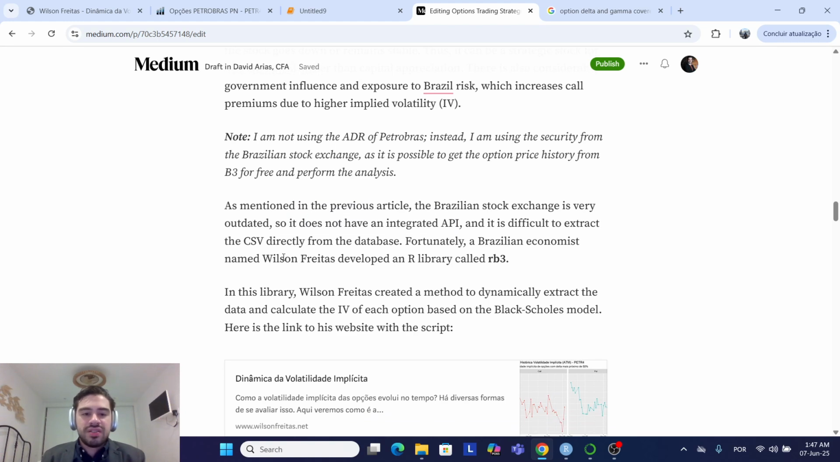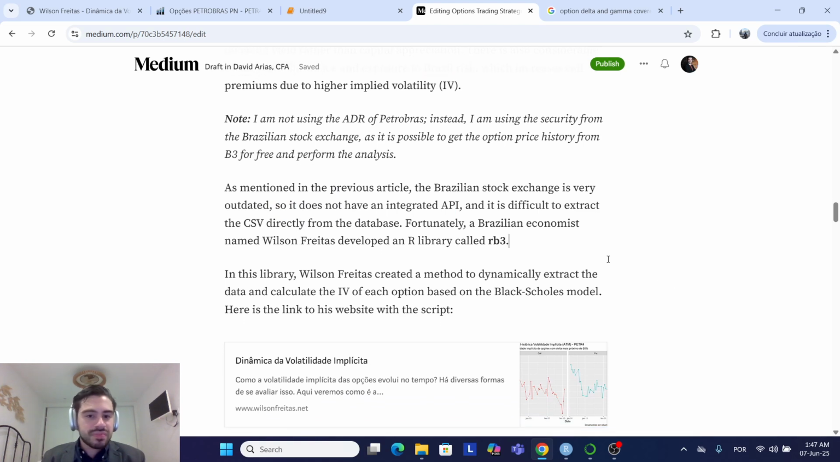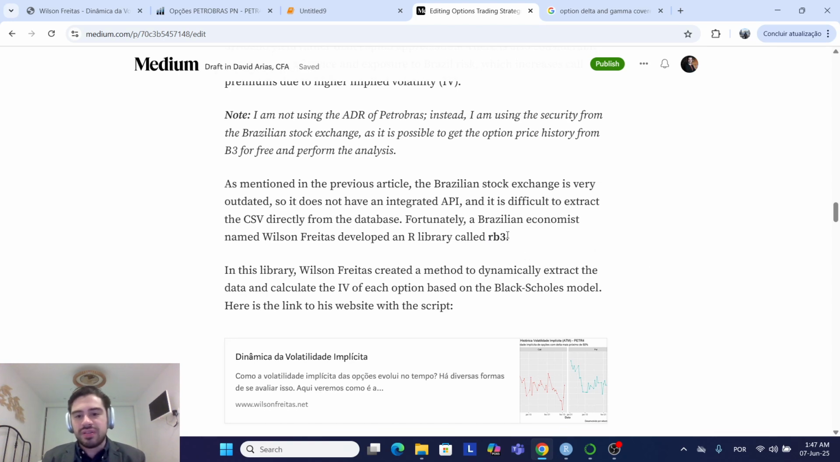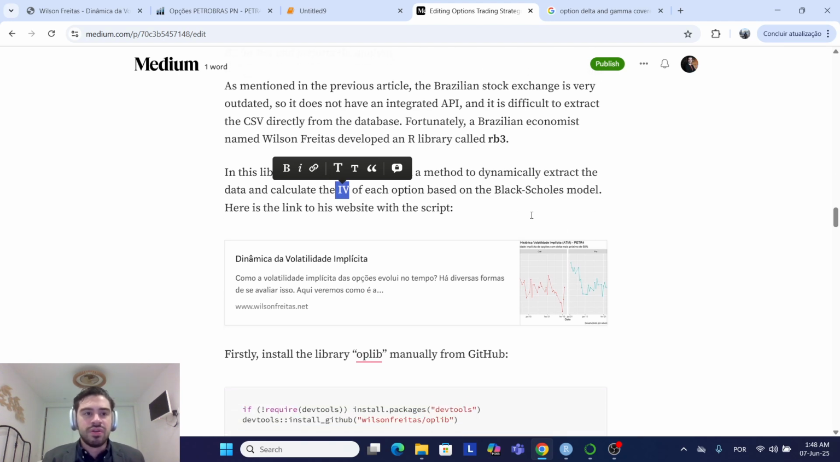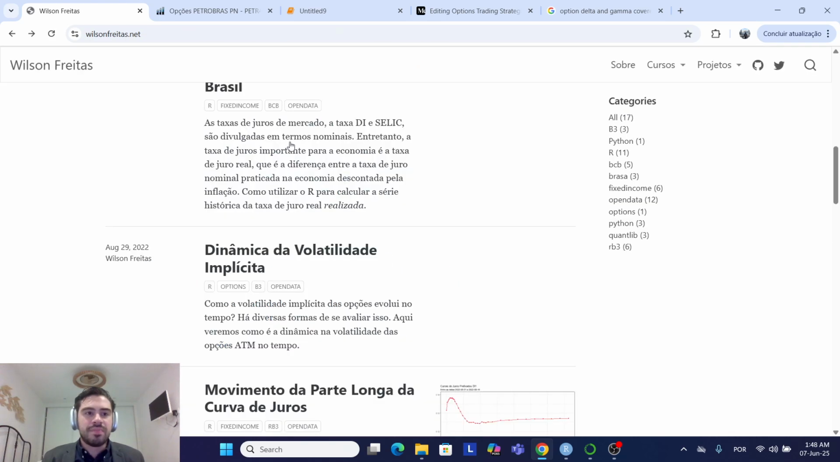Well, fortunately, there's this legend called Wilson Freitas. He's a Brazilian economist, and he developed an R library called RB3. With that, it became very easy to extract data from the Brazilian Stock Exchange, because doing it manually is impossible. And in his library, he also developed a method to dynamically extract the data and calculate the price volatility using the Black-Scholes model.